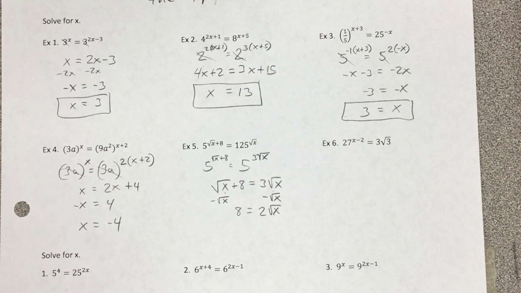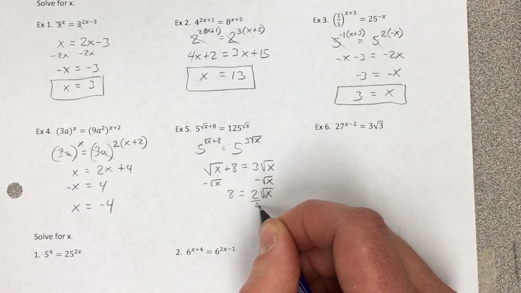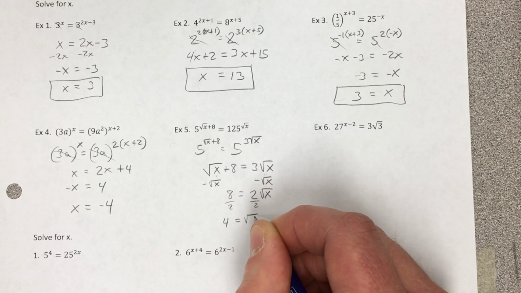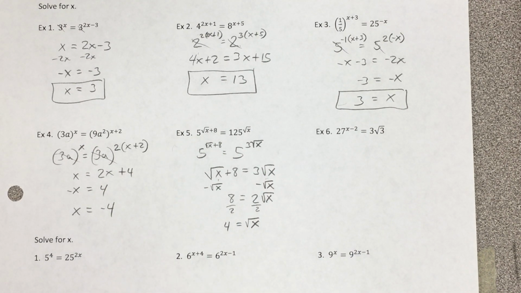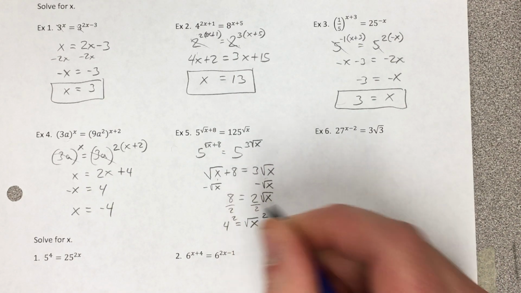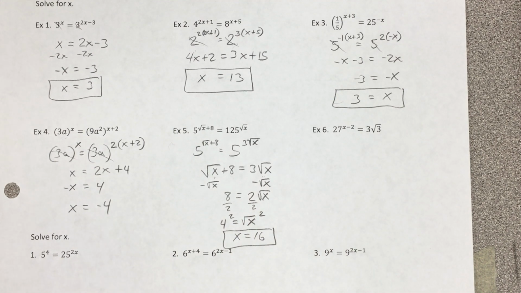You cool with that? From there, to get x by itself, I'm going to first divide by 2 to get 4. And now, class, what can you do? What's the inverse operation of a square root? Well, to undo that square root, we would square both sides, and I get x is equal to 16. How do you feel about that?